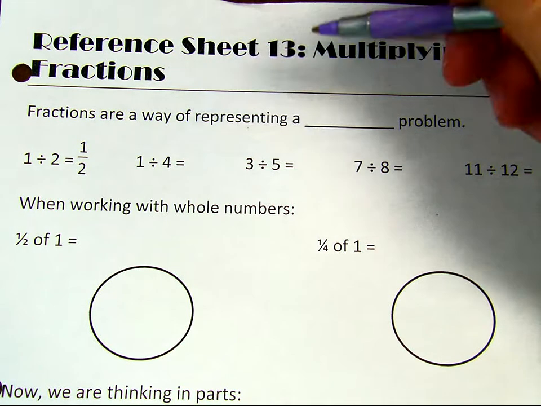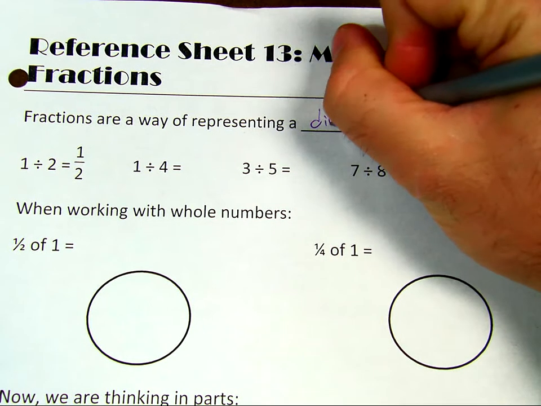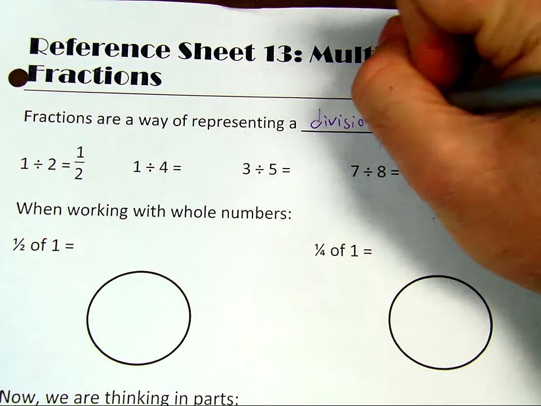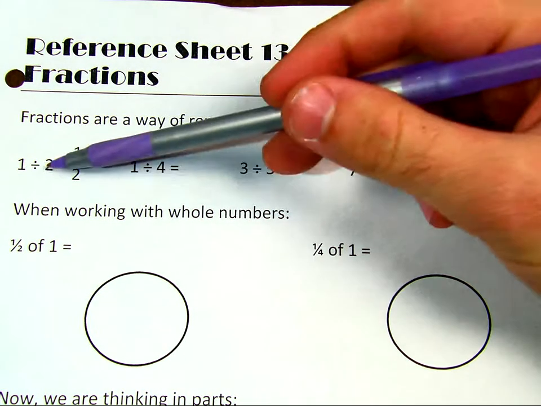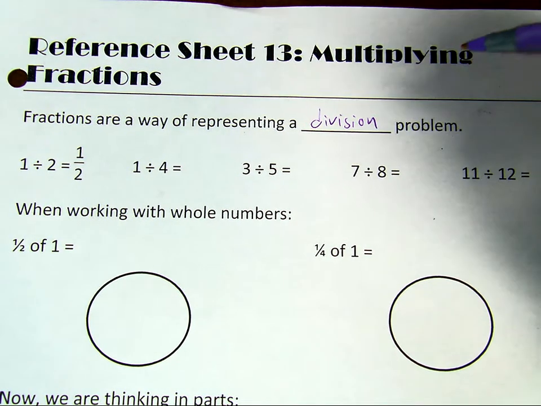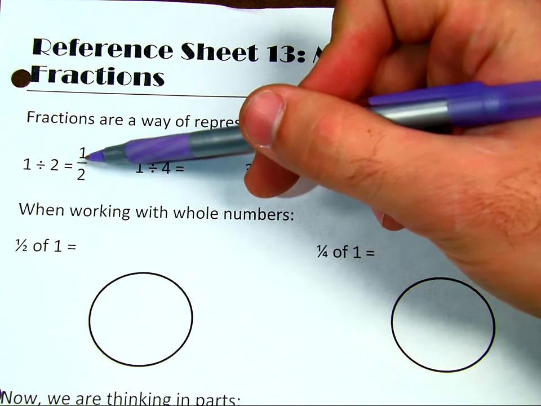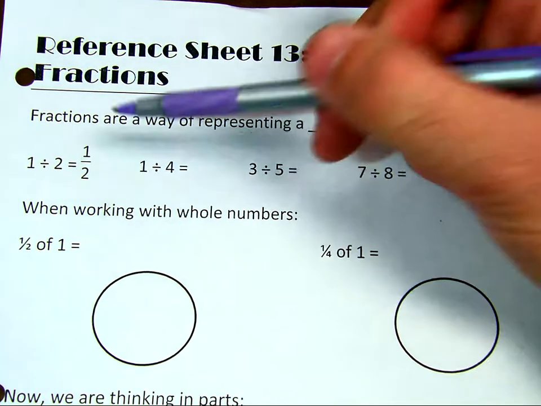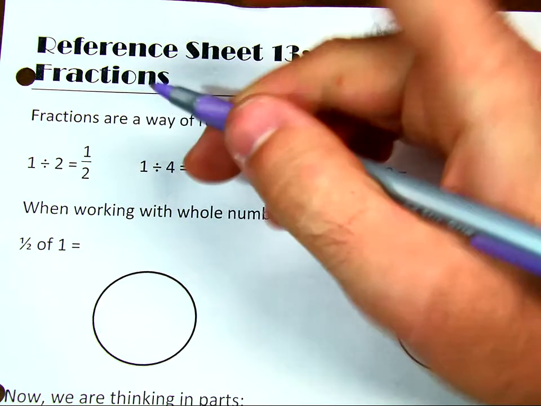Fractions are a way of representing a division problem. So the way we divide, we would do 1 divided by 2. I put that in my calculator on the side, and I'll get 0.5. The other way to do it is to say 1 over 2. 1 over 2 is just a mathematical method of representing that as a part of a whole.